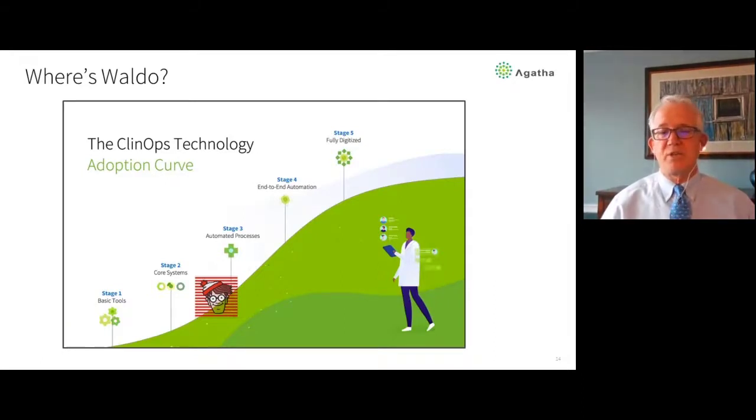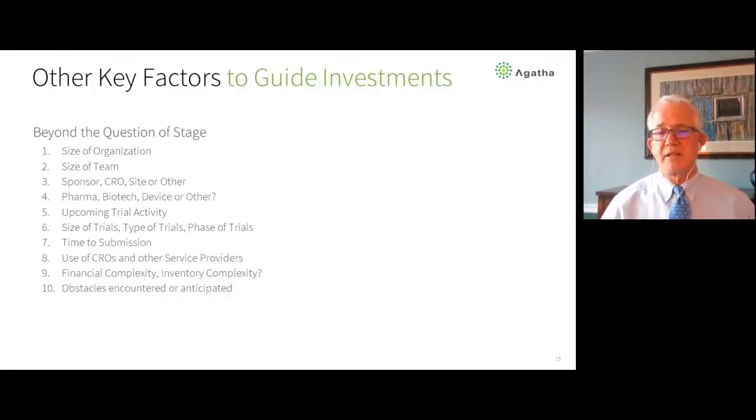To say I'm a stage 2 company and my focus should be on process automation within individual process areas doesn't answer the question of, but which software do I need? Which process do I need? Do I need to focus more on a CTMS or a trial master file system? And that's because there's more questions. There's other key factors. I mentioned some of these before, the size of the organization and team, and in particular, what you do in the trial world.